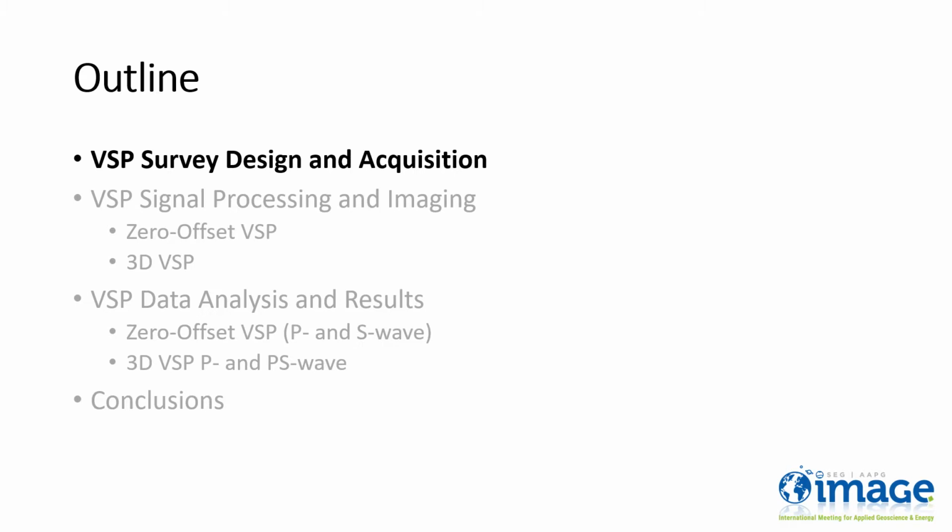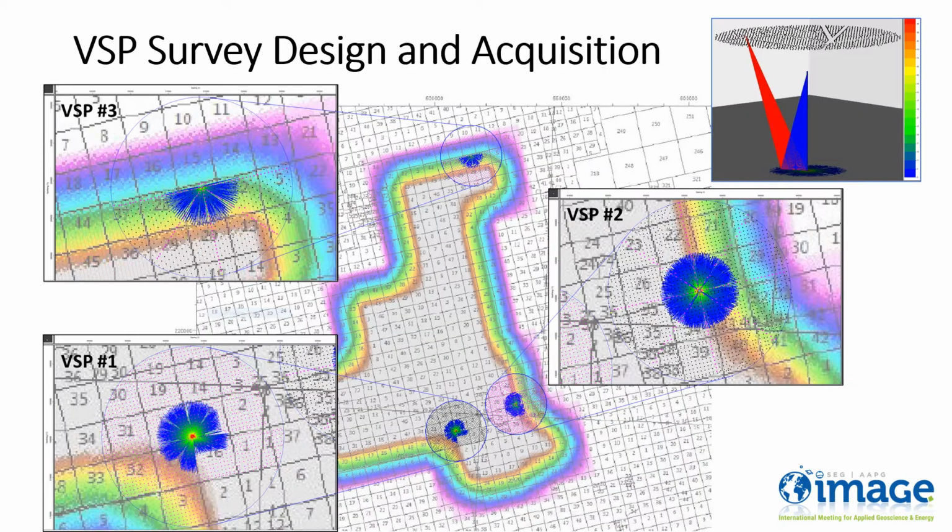So before we look at the data and the results, it's useful to look at the VSP survey design and the actual data acquisition to give some context to the results we're seeing. This slide shows the pre-survey design work and the expected illumination for each of the wells at the deepest target zone, in this case 12,700 feet. The rainbow outline shows the planned 3D 3C surface program with full fold in the gray region.